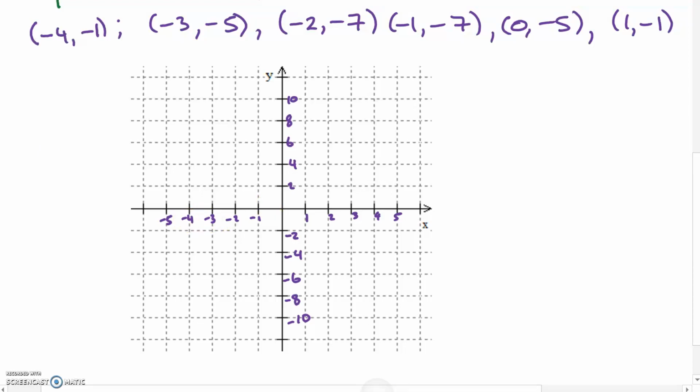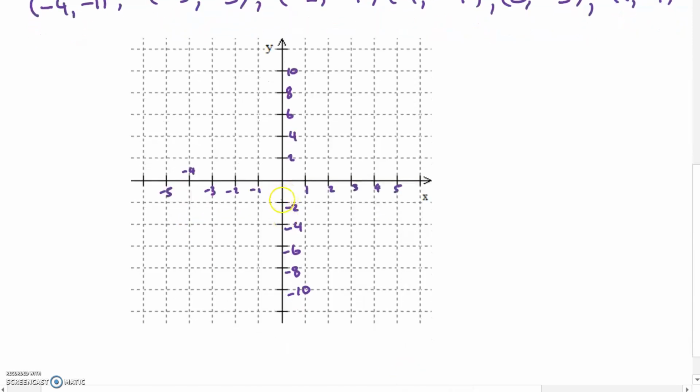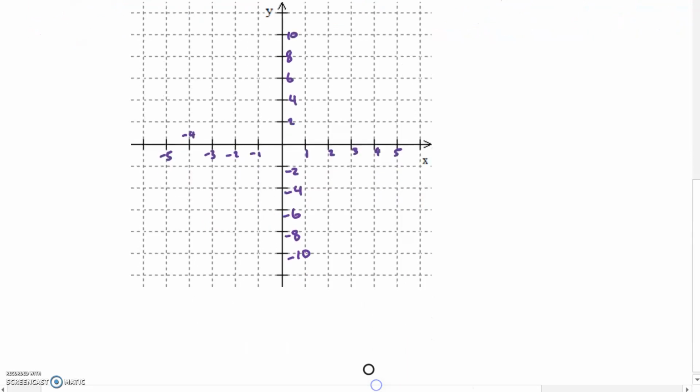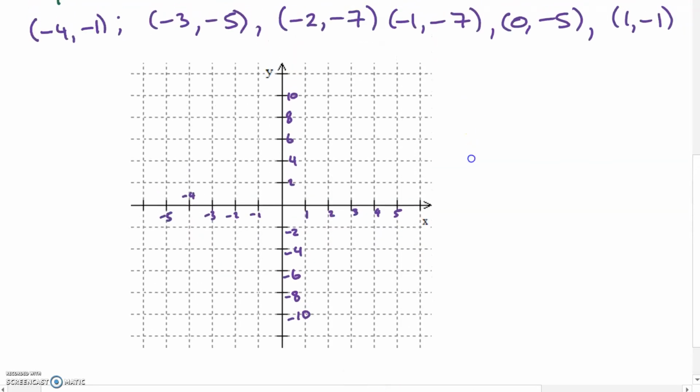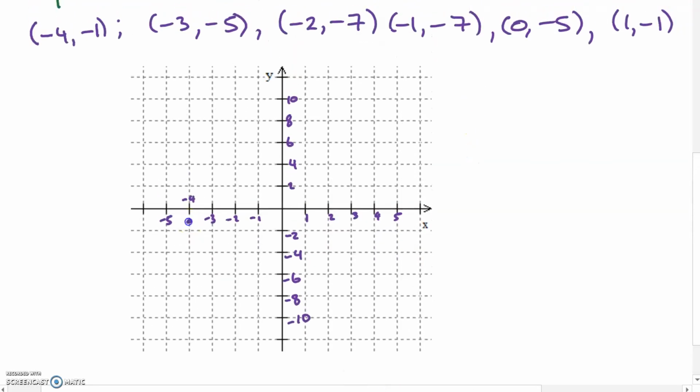Okay, so we've got a little bit more room. This is going down in steps of 2, so -1 will be halfway down to the first one. I'm sorry, it's been a bit jumpy on you. Okay, so there's the first point. -3, -5. Over to -3, down to -5. That will be between -4 and -6, so about there.